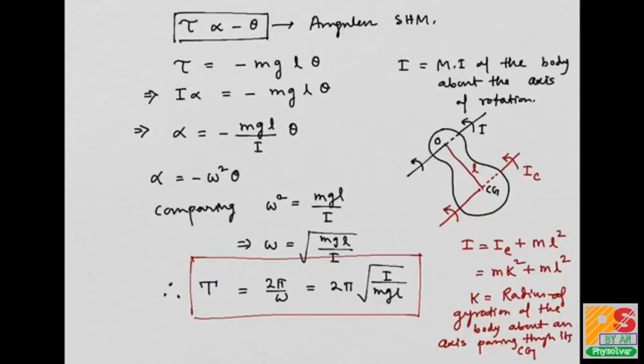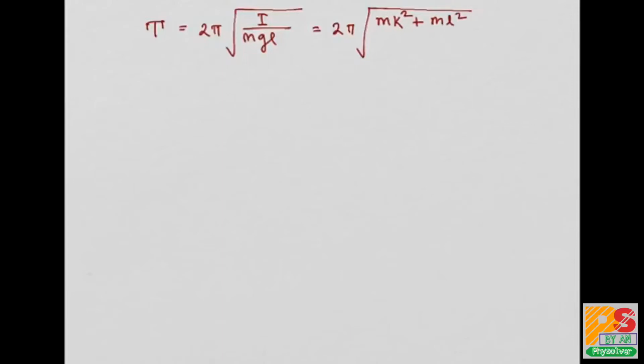Let me put the values in this equation. T equals 2 pi root over I by mgL. So I is mk square plus mL square, divided by mgL.